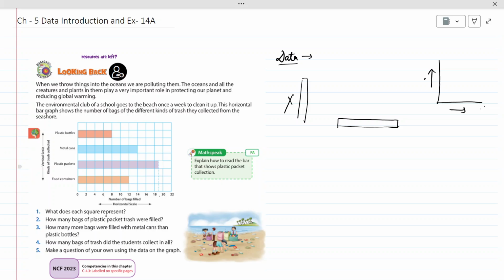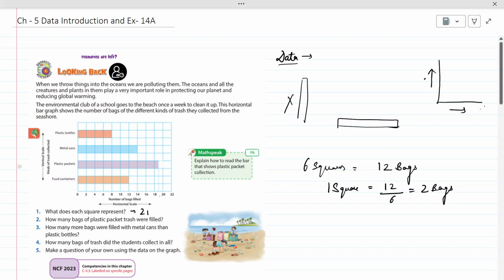What does each square represent? So kids, let's go to the first bar and see. We have 1, 2, 3, 4, 5, 6 squares, and the 6 squares equal 12 bags here. That means 1 square is equal to 12 divided by 6, that is 2 bags. Okay, so what does each square represent? It represents 2 bags.